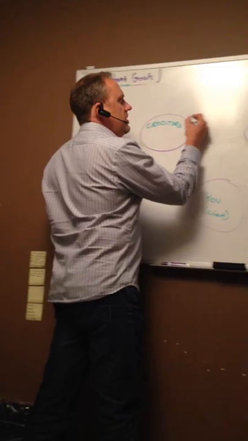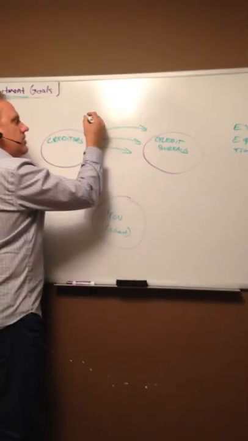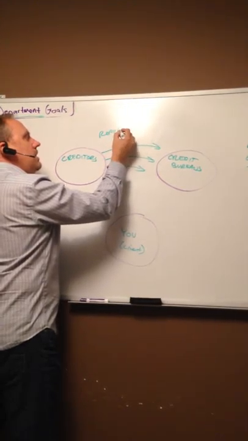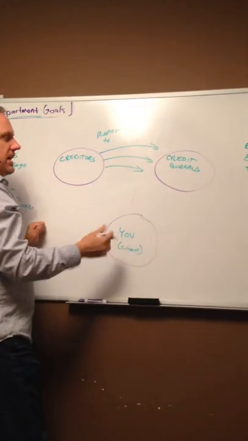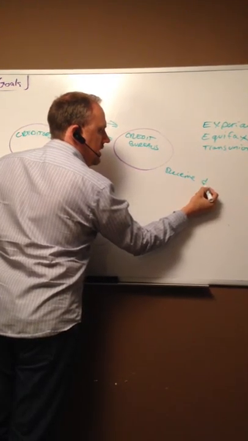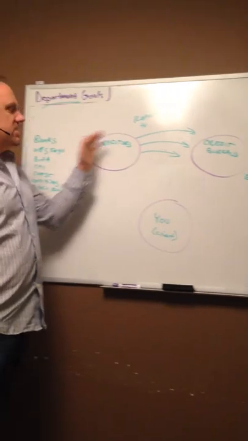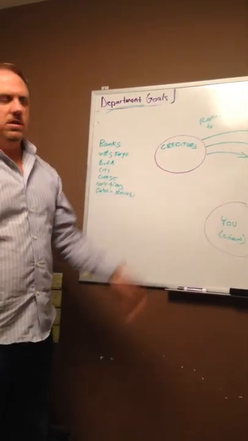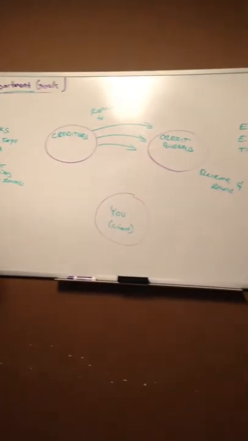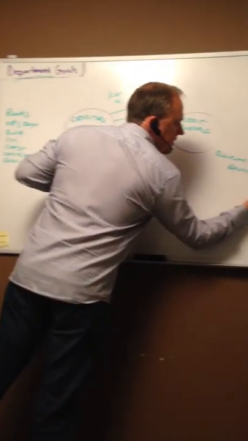So I'm just going to kind of show you with a series of arrows. Creditors report to the bureaus. And these guys receive and record information. They don't report information, they receive information and record it. Okay? So creditors report to the credit bureaus. The credit bureaus receive and record information. Okay?